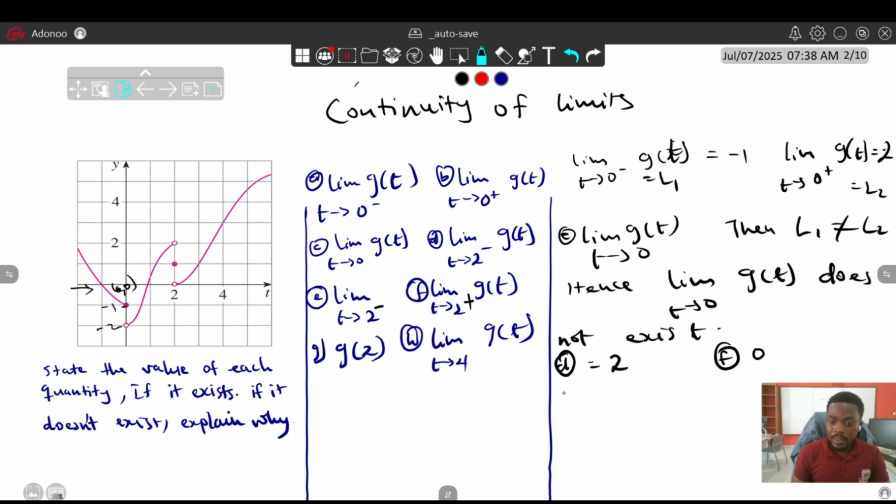Alright, the next question says we should find g of 2. For g of 2, obviously, if we place 2 into the function, it says here that the value is 1. Okay, so g of 2 is 1.